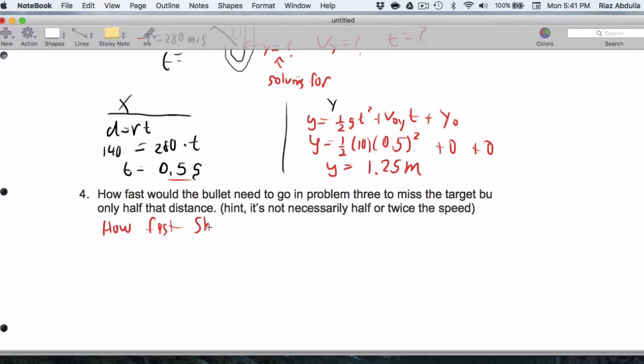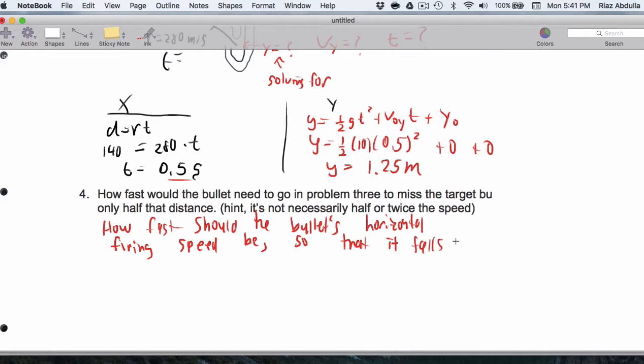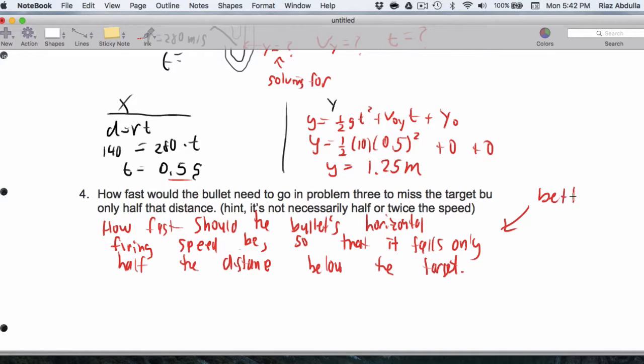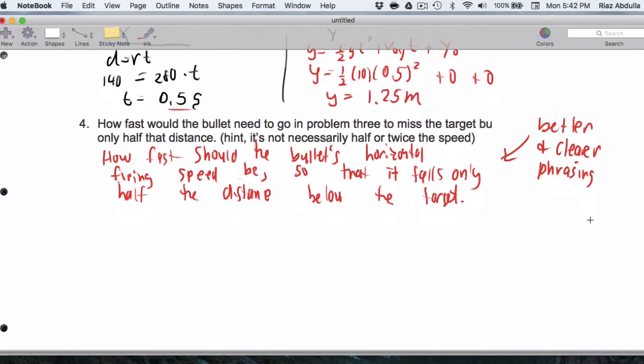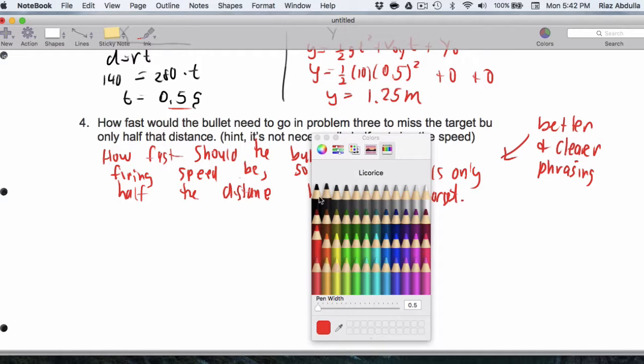How fast should the bullet's horizontal firing speed be so that it falls only half the distance below the target? That's really how it should have been phrased. So I'm going to write this as better and clearer phrasing. Okay, with that in mind, I'm going to go with the same idea.